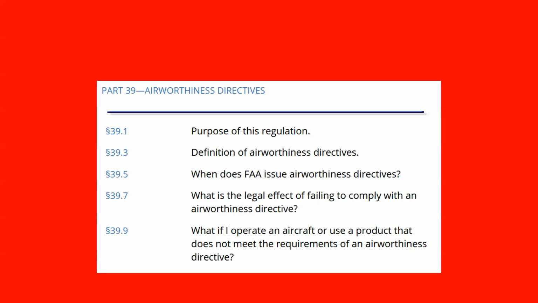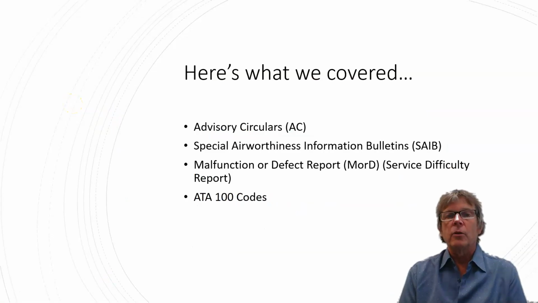Okay, so this is the highest level. This is the emergency type of thing, or AD. An airworthiness directive is one step below an emergency, but it is an airworthiness safety issue, right? We have no choice. We must follow what it says if it applies to our airplane.